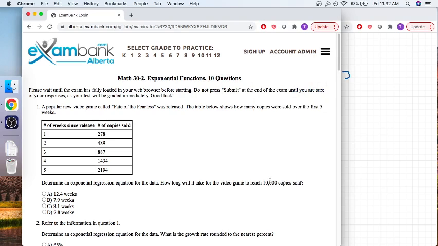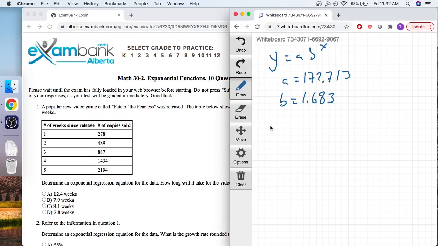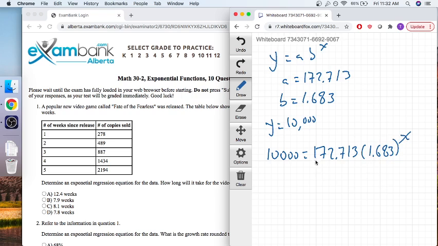And how long will it take for the video game to reach 10,000 copies sold? So that would be y equals 10,000 copies. There are 2 ways we can do this. We can just sub in our values here. So 10,000 equals 172.713 times 1.683 to the x. Okay, so we're going to divide by 172.713.